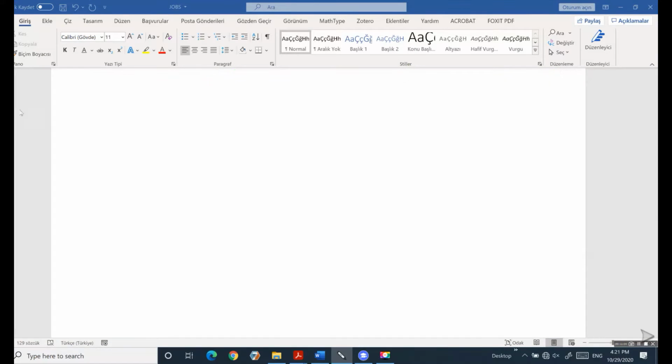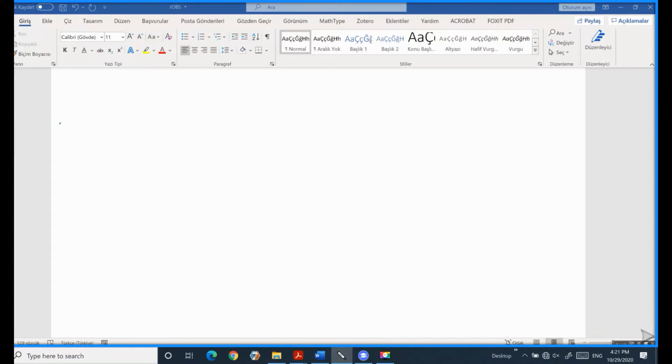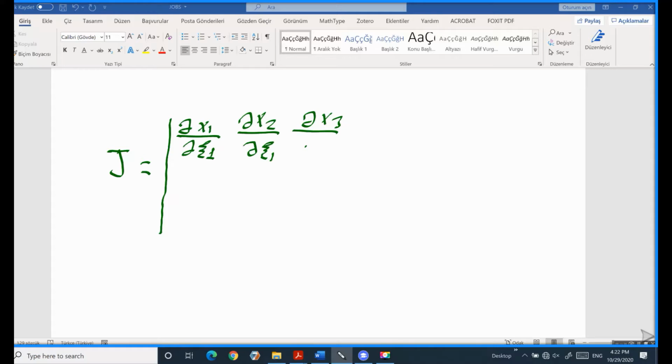Okay, now let me write the Jacobian here. I can write my Jacobian as a 9-element matrix, with dx1, dx2, dx3. So to find the Jacobian, I actually need to find these 9 elements here.